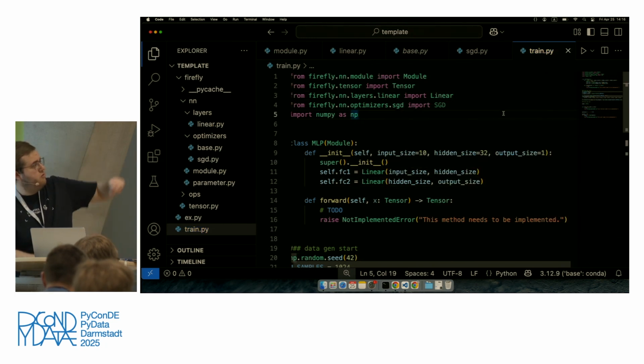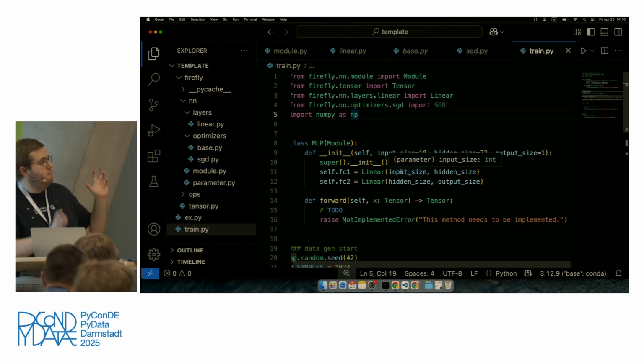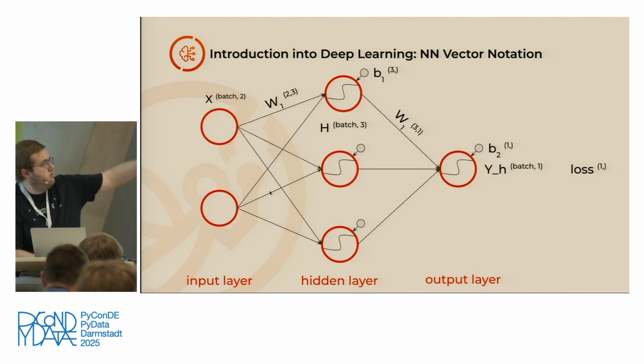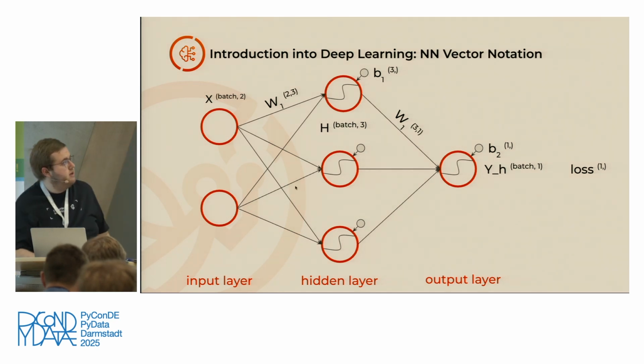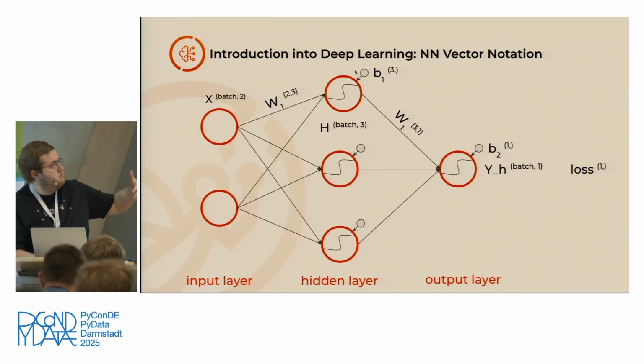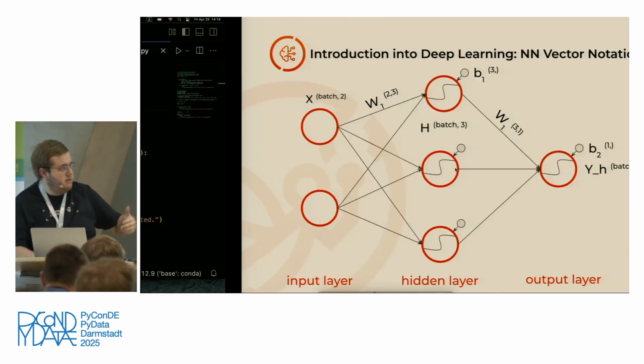Okay, so our first layer will map the data from the input size to the hidden size, for example here from 2 to 3. And then the second layer will map the hidden space into the output space. For example, here it was 3 to 1.